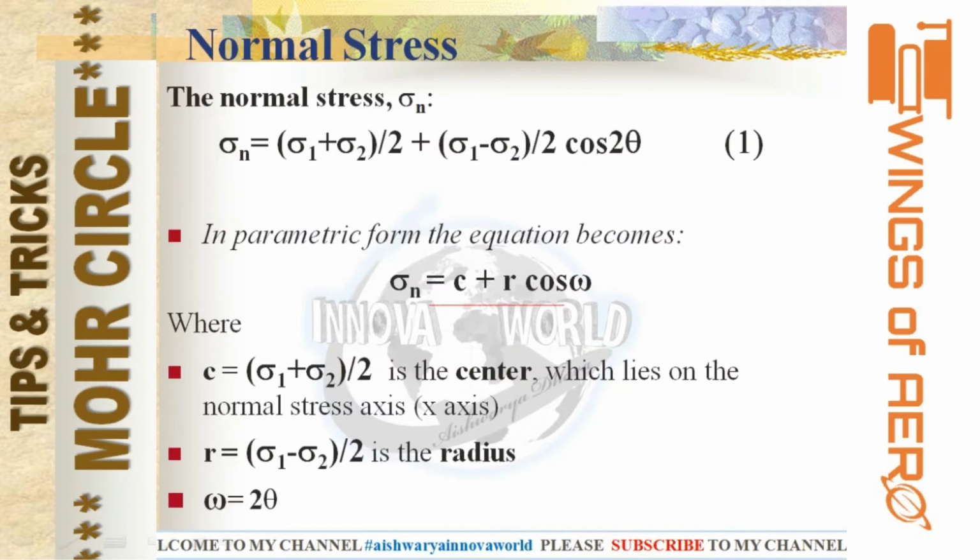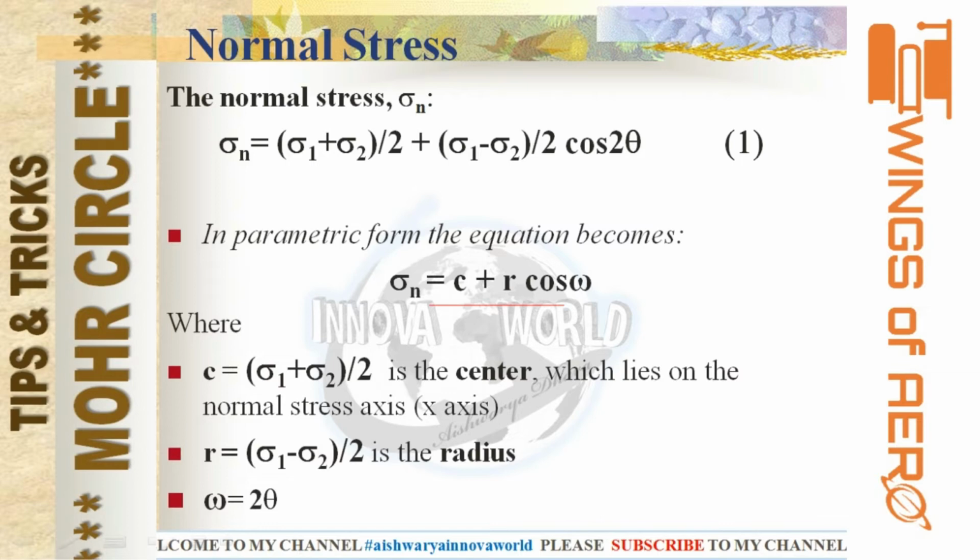Now let's see the normal stress. This is the formula for normal stress: sigma n equals sigma 1 plus sigma 2 by 2, plus sigma 1 minus sigma 2 by 2 cos 2 theta. Now we can also write it as capital C plus R cos omega. This omega is nothing but the 2 theta value.